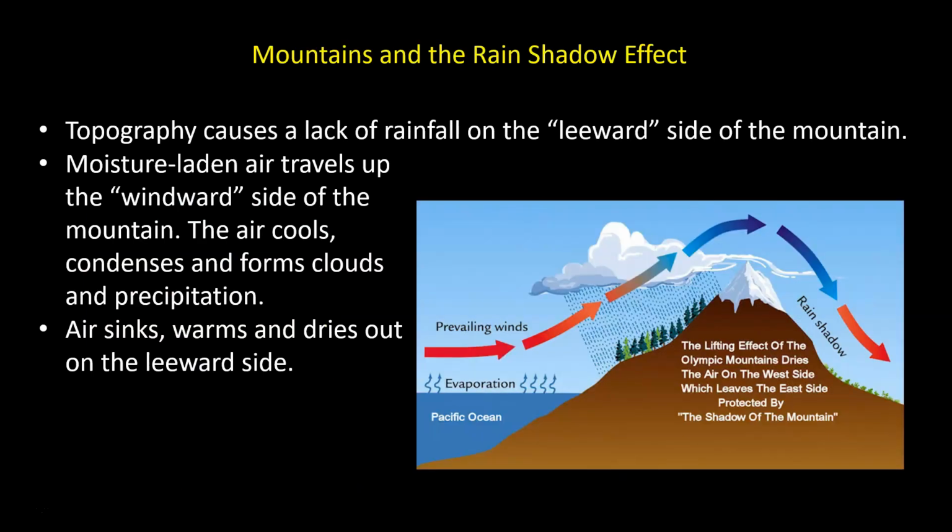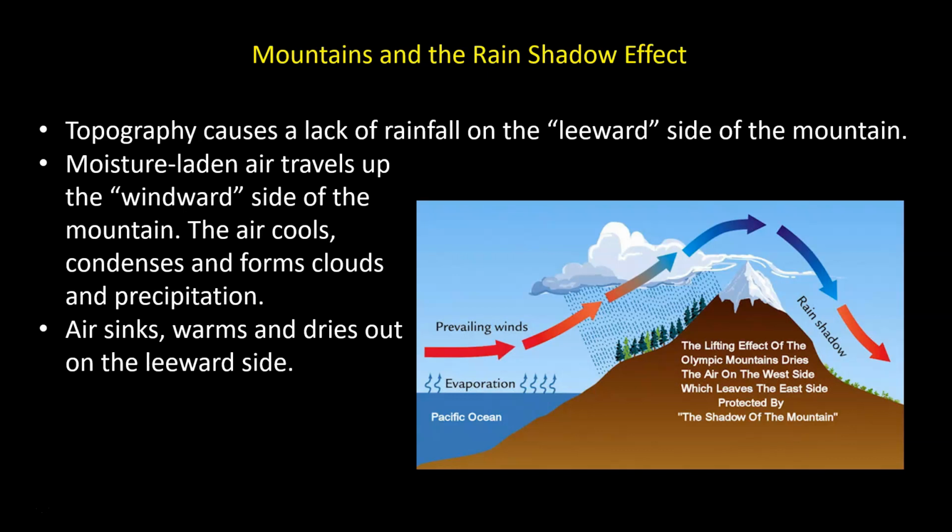Mountains can also affect the amount of precipitation that falls in a given location. As air travels up the slope of a mountain, it cools, condenses, and forms clouds and precipitation. This results in cloudy, wet conditions on what we call the windward side of the mountain. Windward is a term that refers to the side of the mountain facing the direction the wind is blowing.